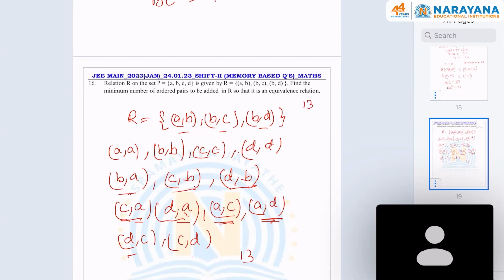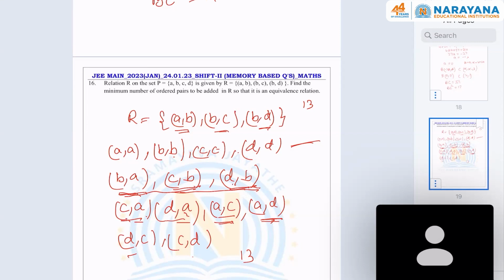So first I'm making this reflexive: B comma B, C comma C, D comma D. Then I'm making this symmetric. So here we have A comma B, B comma C, B comma D. So I have to add B comma A, C comma B, D comma B. Again, I want to make this transitive. So here we have B comma A, C comma B, D comma B, means C comma B, B comma A. So I should have C comma A, D comma B, I have B comma A.